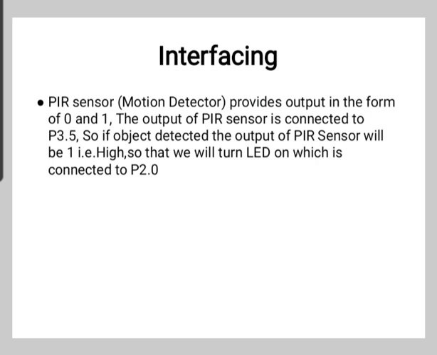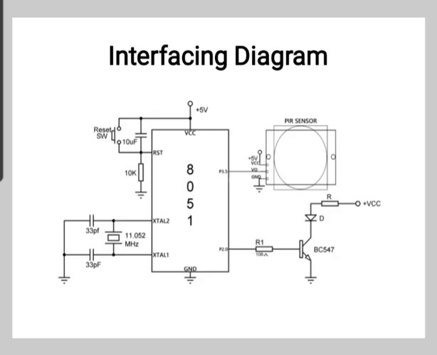So now the interfacing. A PIR, that is a motion sensor, provides an output in the form of 0 and 1. The output is connected to the P3.5 pin. If an object is detected, the output of this sensor will be 1, that is high. So it will turn on the LED, which is connected to P2. Now the interfacing diagram is shown here.